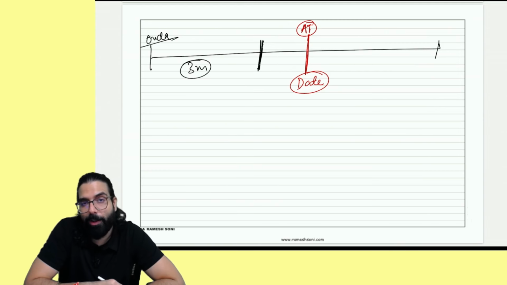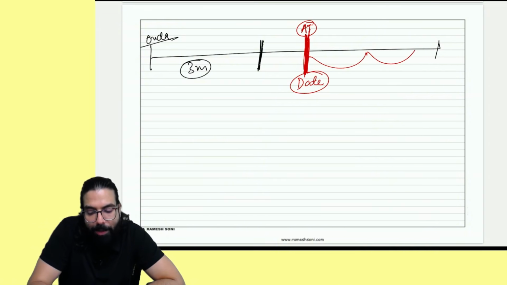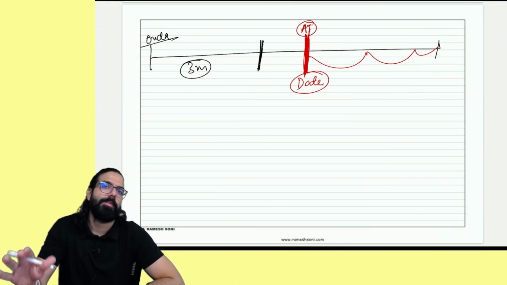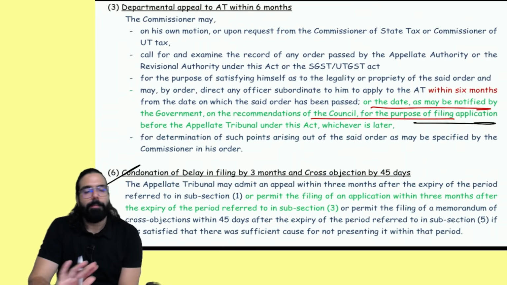Can you tell me from which day you will count 3 months? Now they're telling the date which is notified by the government, from that day you should go within 3 months plus 3 months. Department will go within 6 months plus. That's all. For the department also, they have gone ahead and told the same thing.